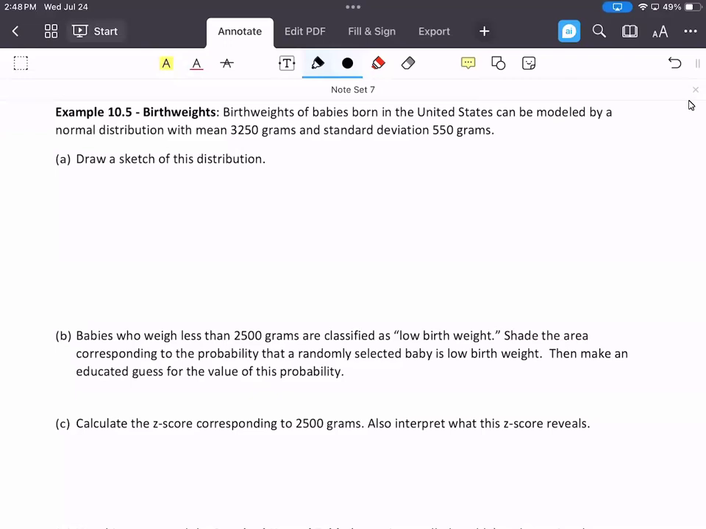Birth weights of babies born in the US can be modeled by a normal distribution with a mean of 3,250 grams and standard deviation of 550 grams. Draw a sketch of this distribution. Remember, they don't have to be perfect, but what I would suggest is make sure you draw it clearly so you can see what's going on. The center is at 3250.